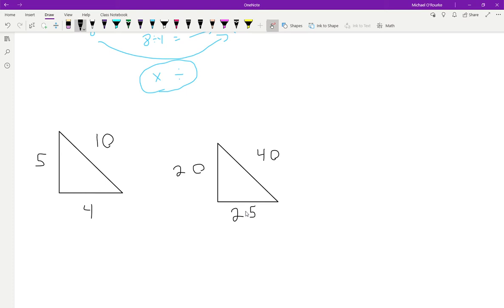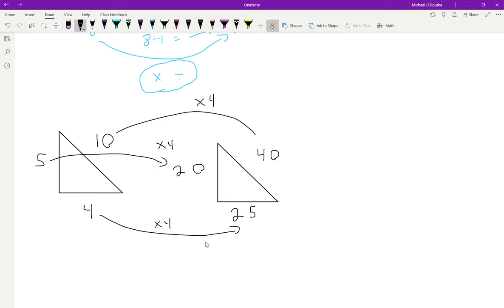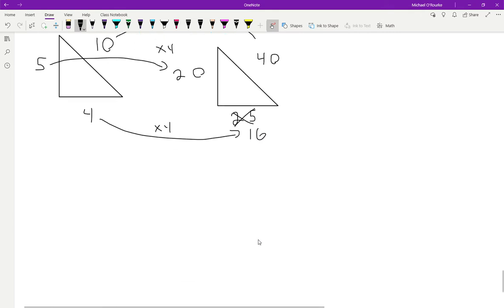Can someone tell me why they're not similar? So why are they not similar? Alright, so we recognize here that this was times 4. This was times 4. But is this one times 4? No, right? That should be 16. Okay? Right. Let's do another one here.